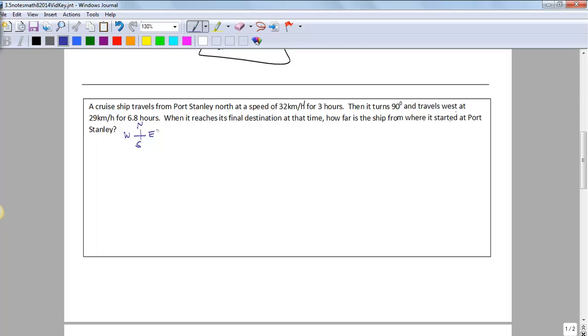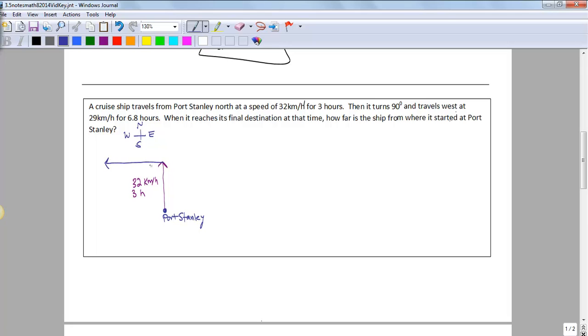So I'm going to just draw a little compass rose here. So this is where I'm going to start. Here's Port Stanley, which is close to my hometown. It's going to go north, so north is up. And I know that it does that at a speed of 32 kilometers per hour, and that takes 3 hours. Then turns 90 degrees and travels west. So west is this way.